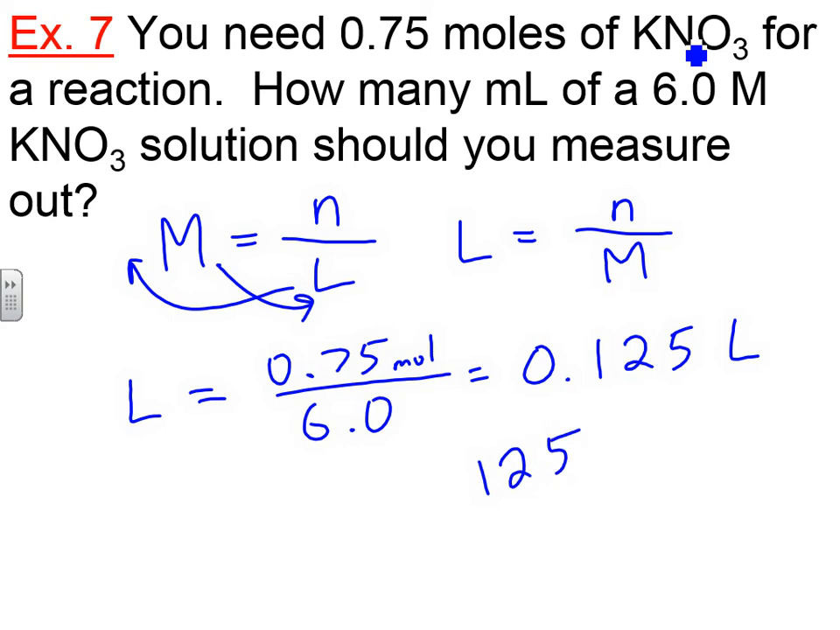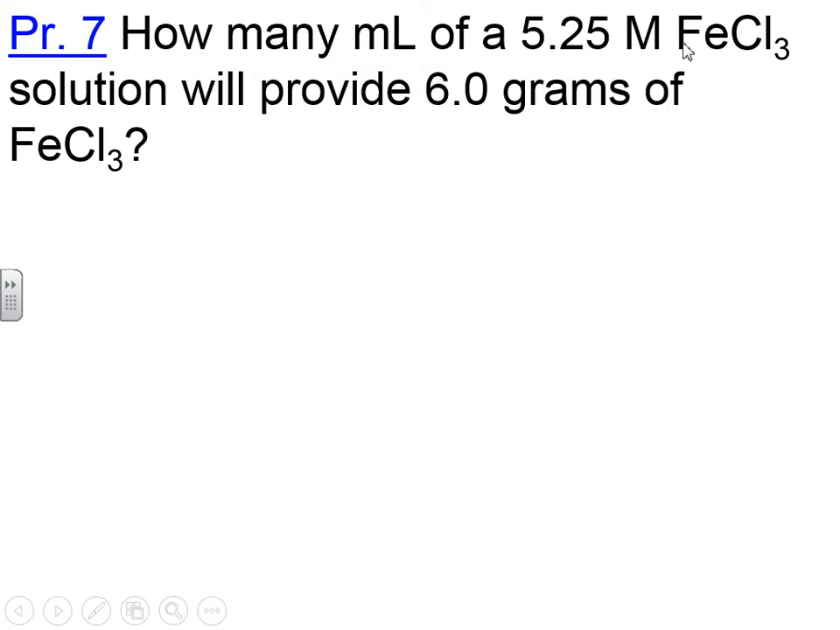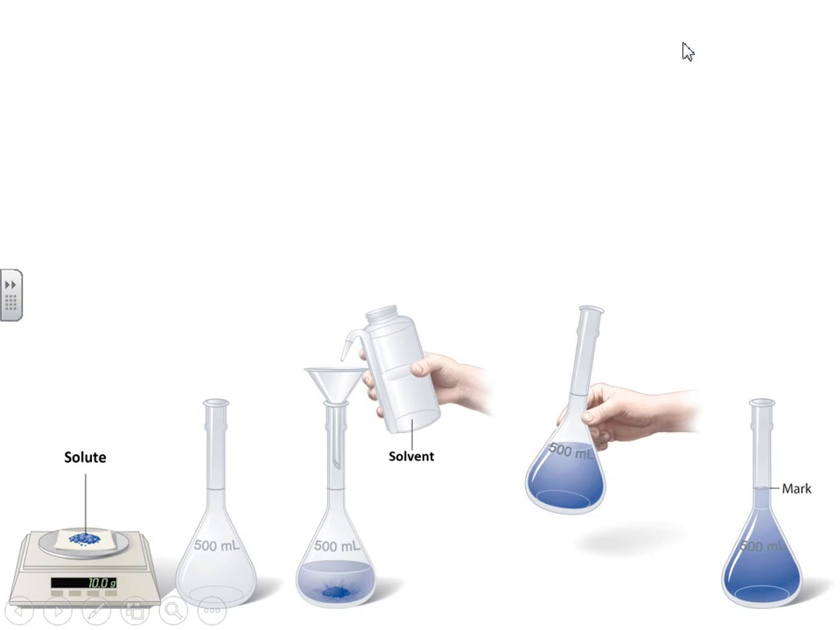Now technically we have 2 sig figs. I should have put an extra sig fig, but we got 2 sig figs, so you've got to get this up to 130 mils to follow significant figure rules. So 130 mils you would pour out. Excellent. And you can go ahead and pause the video and try problem 7. And then we will talk about making these actual solutions in the next video.